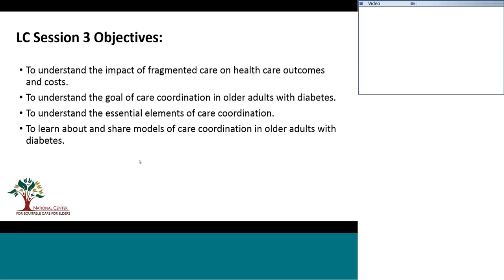So today, we'll just broadly cover the impact of fragmented care on healthcare outcomes and costs, and also thinking about a fragmented care case in an older adult. Understand the goal of care coordination in older adults with diabetes, as well as the essential elements of care coordination, and then talk about and share models of care coordination in general, as well as in older adults with diabetes.